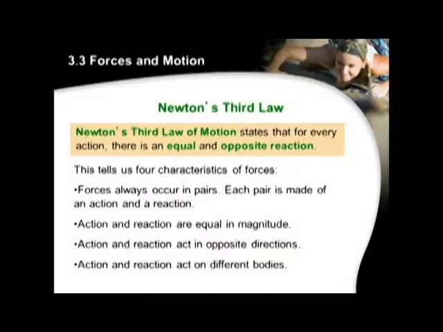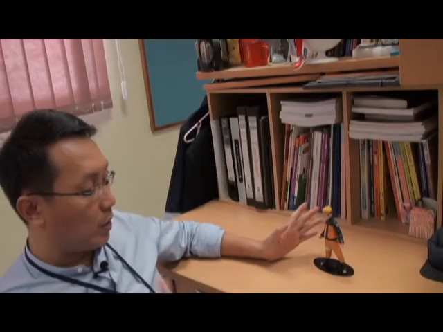Okay, we talk about balanced and unbalanced forces. So if you were to go back, how are forces balanced? Newton's third law will attempt to explain it. You know, it's like this object, the forces are balanced. So Newton's third law states that for every action there is an equal and opposite reaction. Okay, so there are four characteristics. Every action has an equal and opposite reaction. That means forces always occur in pairs.